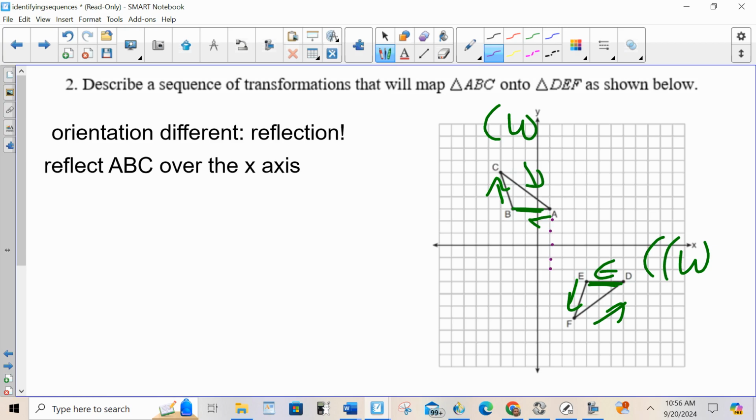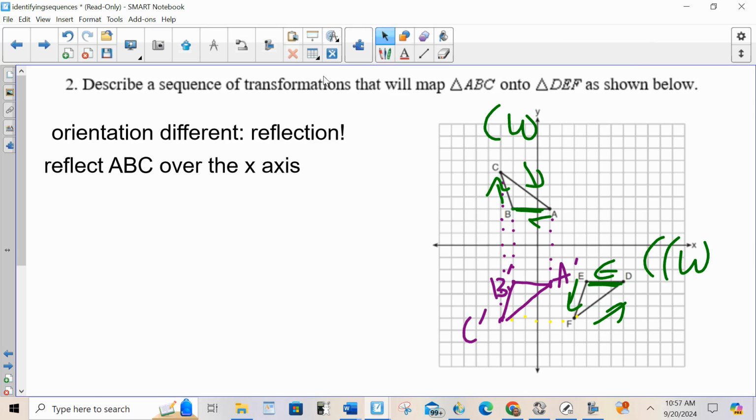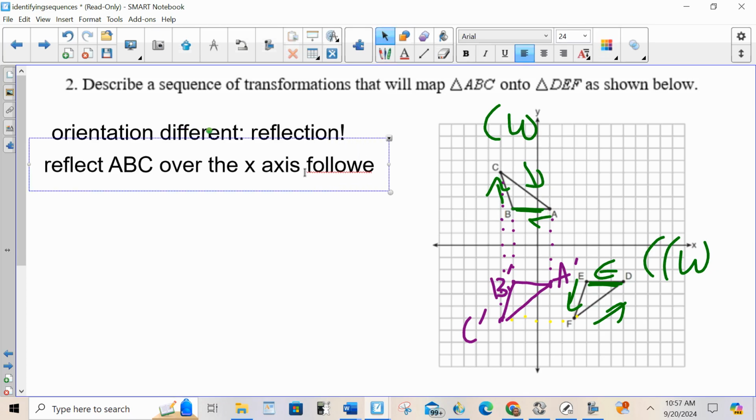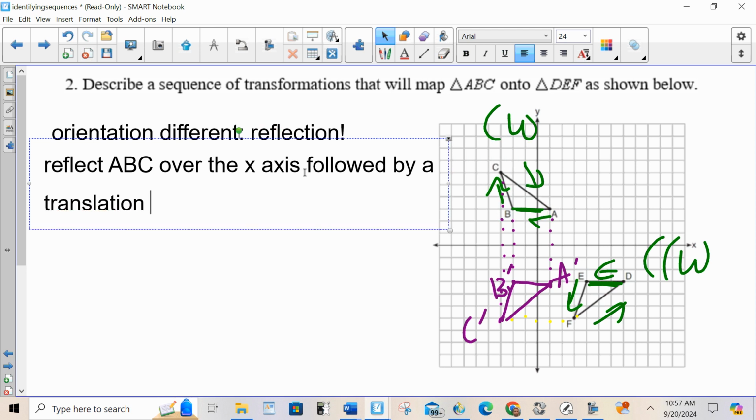I'm going to do it. 1, 2, 3 and 1, 2, 3. That's A prime. 1, 2, 3 and 1, 2, 3. That's B prime. 1 through 6 and again 1 through 6. That's C prime. And now I'm going to translate the rest of the way. I feel like C to F is the easiest to see. 1, 2, 3, 4, 5, 6 to the right. 6 units to the right.